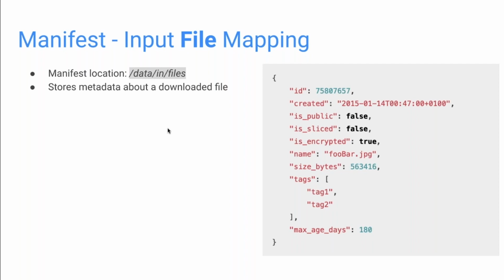If it's an image, then it will be named here. And then if the user wishes it to be public, it will be specified in the manifest over here. If there are any tags, they will be listed in here. Their size, there's max age days.